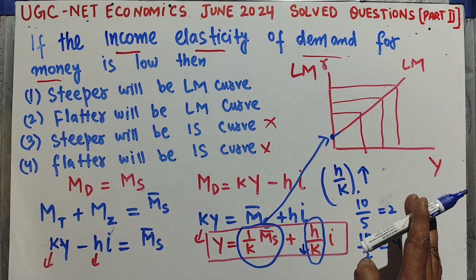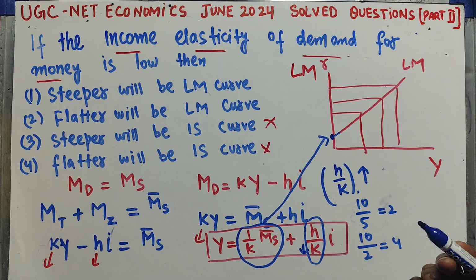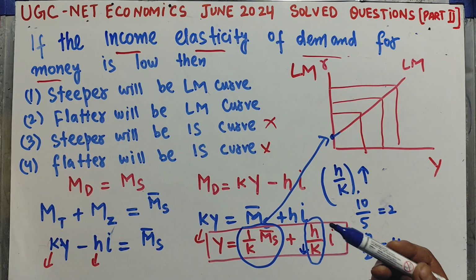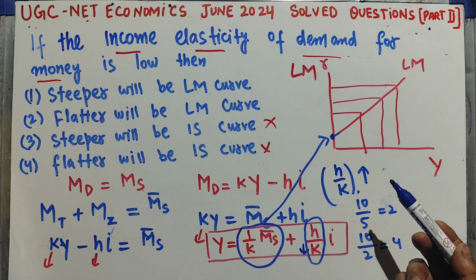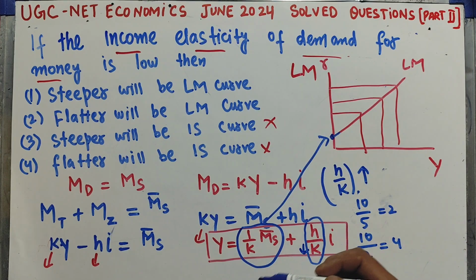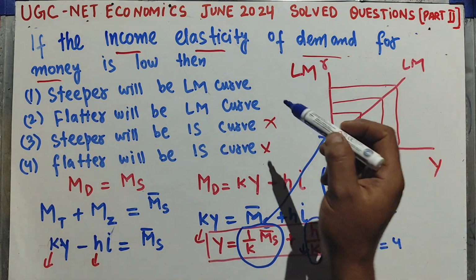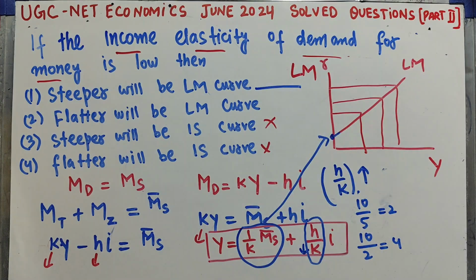Okay, that means the correct option should be that when the income elasticity of demand for money is low, then the LM curve will be steeper. The correct option should be the first option.